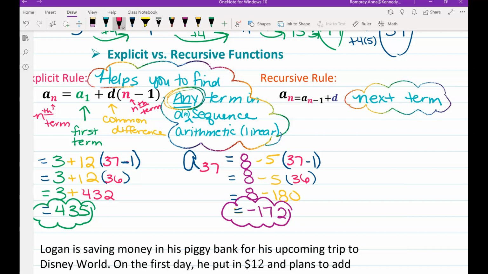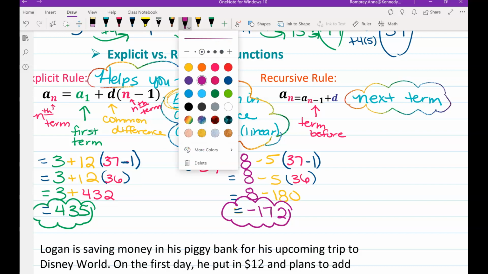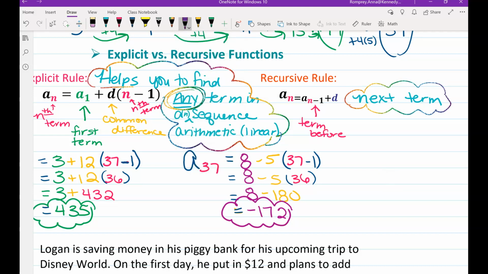It says a sub n minus 1. Well, a sub n is the nth term, so if we go 1 before it, that means the term before. And then we just apply our pattern and add the common difference. Or subtract, excuse me, or subtract if it's negative.